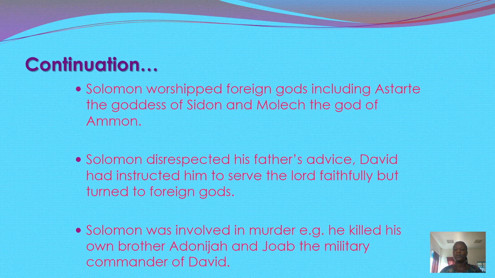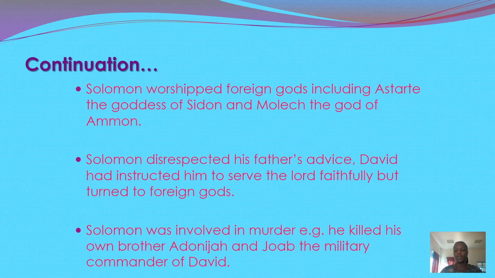We are seeing Solomon getting involved in murder. He killed Adonijah, and he killed Joab, the military commander of his father David. Adonijah was his brother. They shared the same father, but when Adonijah tried to make himself king, he put up a lot of resistance. Then Solomon ended up killing him. That was a weakness. As a king, he was supposed to show mercy to all his subjects.